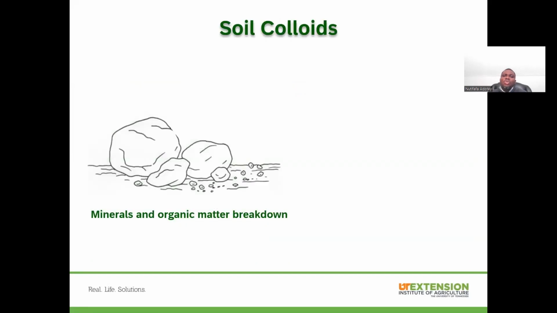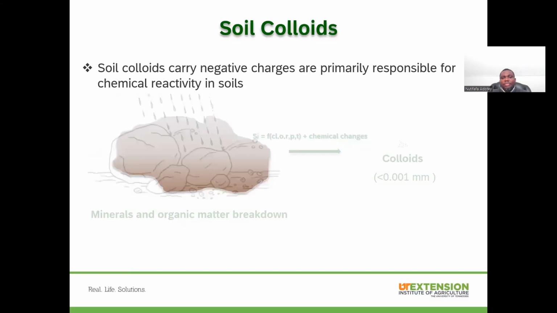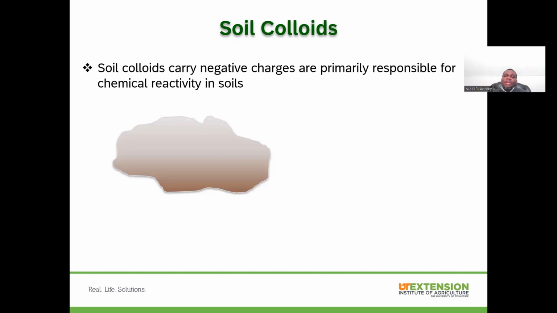The second term is soil colloids. With rocks and big boulders, when we have rainfall as well as the soil formation factors impacting these rocks, it breaks down into very small particles. And with further chemical reactions or changes, these particles form what we call colloids. They are very small, usually less than 0.01 millimeter in diameter. So soil colloids carry negative charges, and these are primarily responsible for a lot of the chemical reactions that occur in the soils.